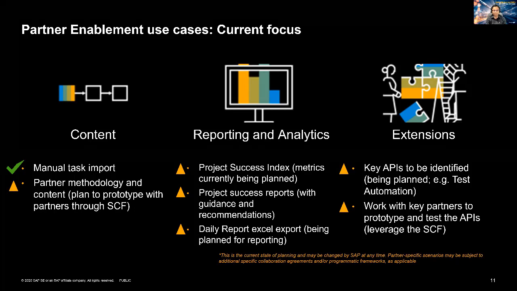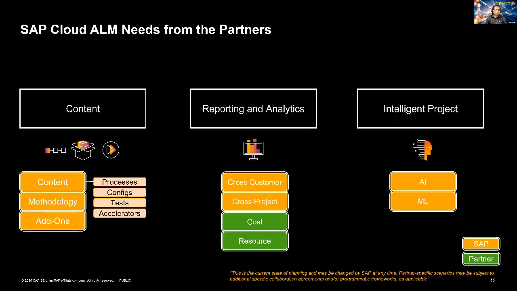It's already there. Based on the workshop last year, what we gathered was that we had key needs, and that's exactly why I had the previous slide where we showed you what we are working on. This is what we gathered while we did our workshop last year. We wanted to understand what you wanted as content, methodology, add-ons. This could be processes, configurations, test assets, and potentially accelerators. These are essentially content, both in the form of tasks and best practices as processes. On top of that, you want to have reporting and analytical capabilities.